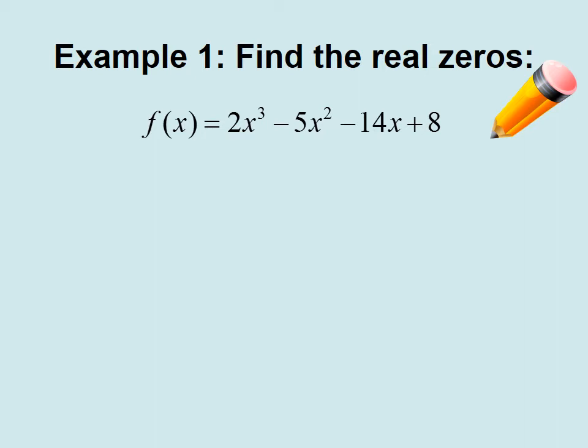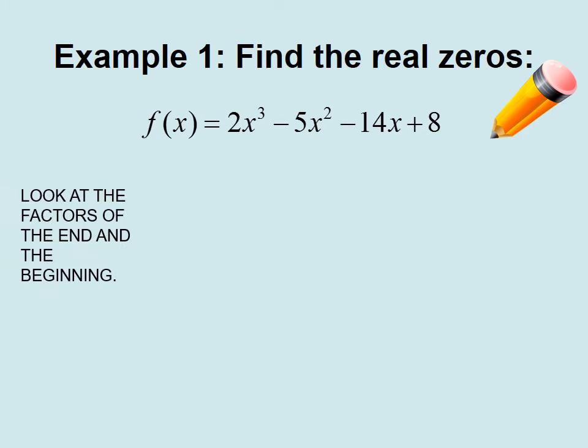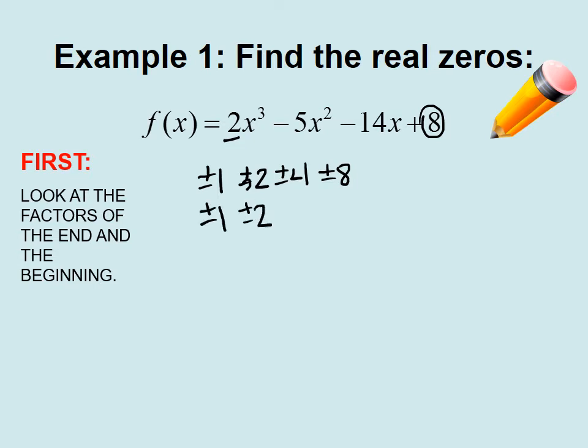Again, we want to use that P over Q form. Take a look at the factors of the beginning and the end. Our constant has factors of plus and minus 1, plus and minus 2, plus and minus 4, and plus and minus 8. All of those come from our constant. Now we want to take a look at the factors of our leading coefficient, or 2. Plus or minus 1 and plus or minus 2.